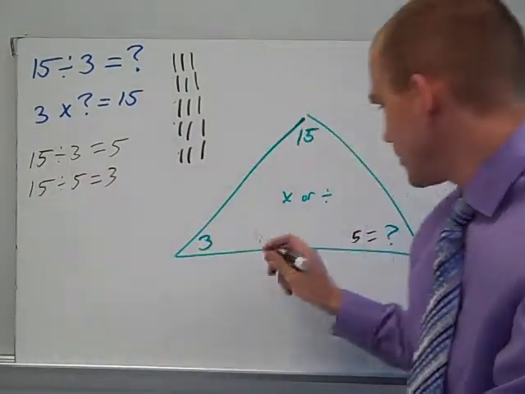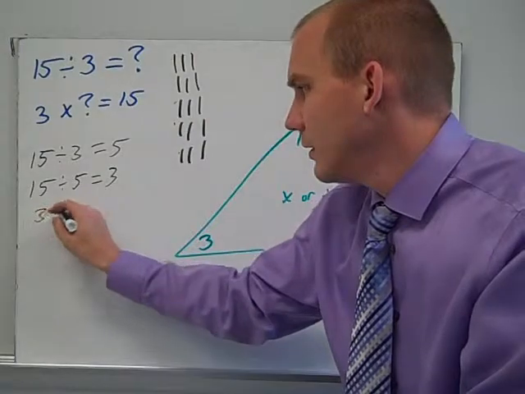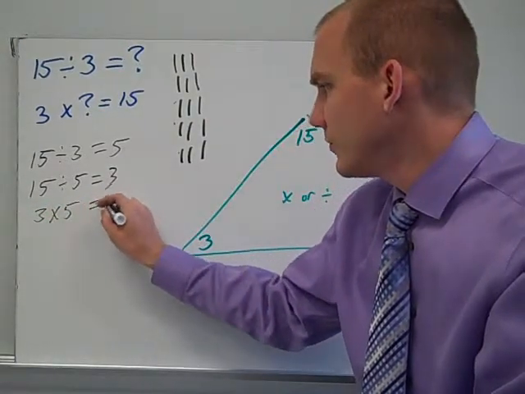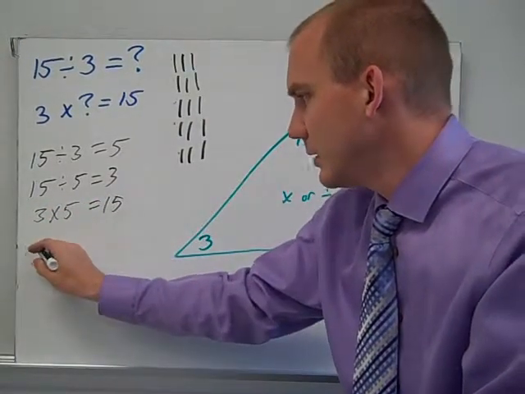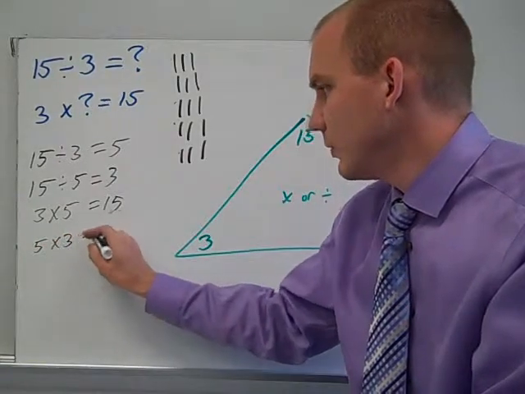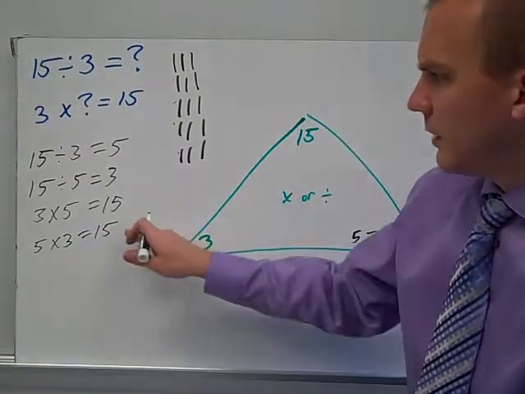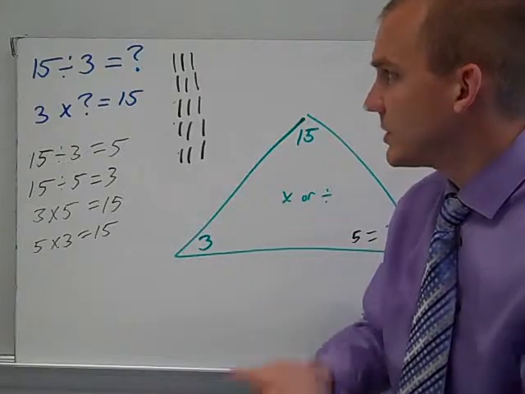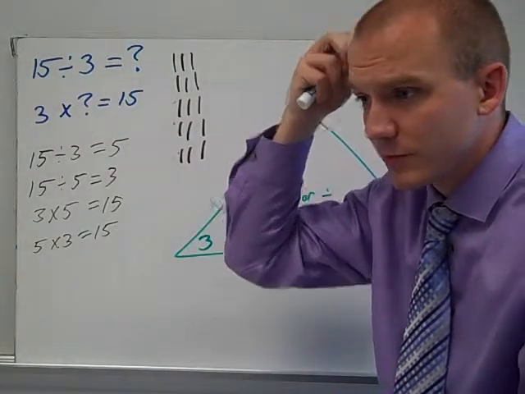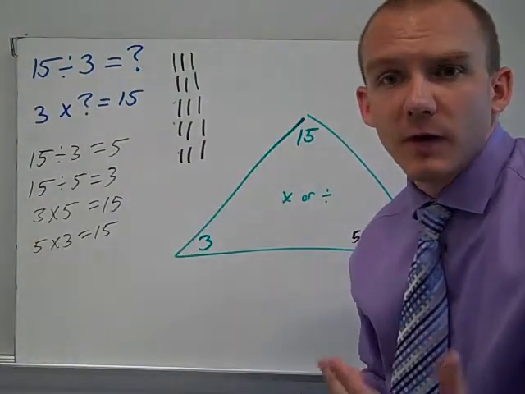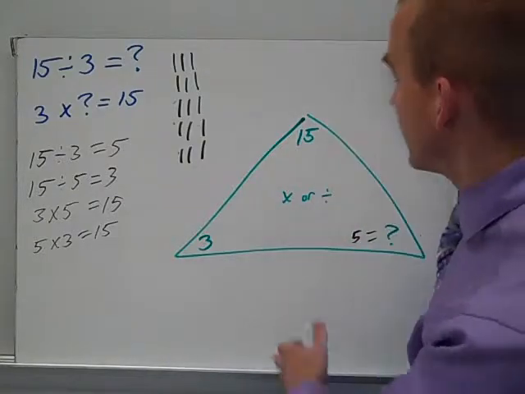And then we can do the multiplication. 3 times 5 equals 15, and then just switch it. 5 times 3 equals 15. So there's 4 members to each fact family, and we can use those to help switch around division problems and multiplication problems to help find missing numbers or missing factors.